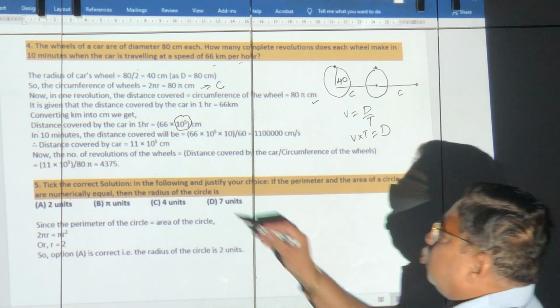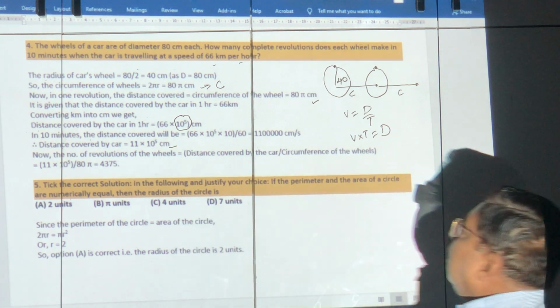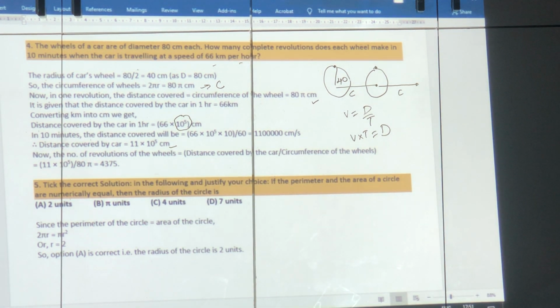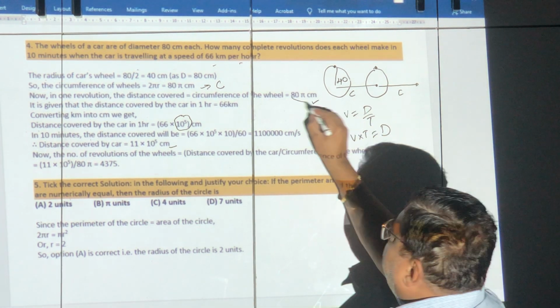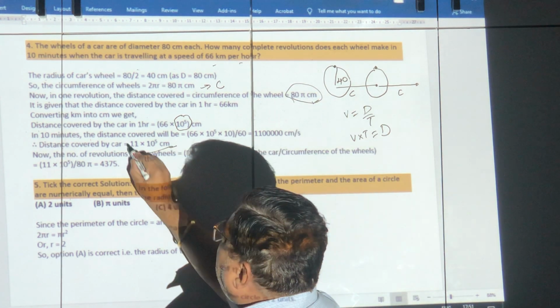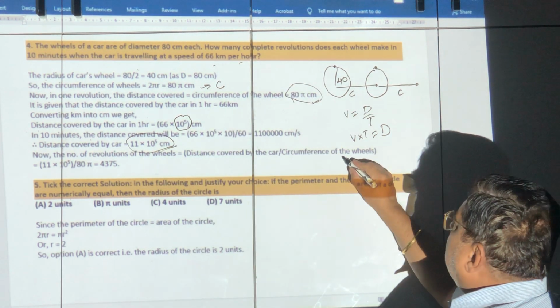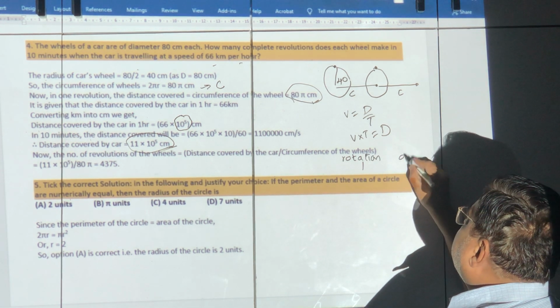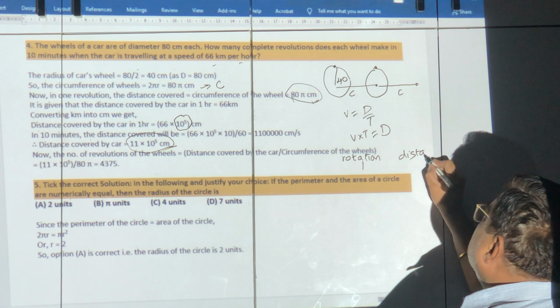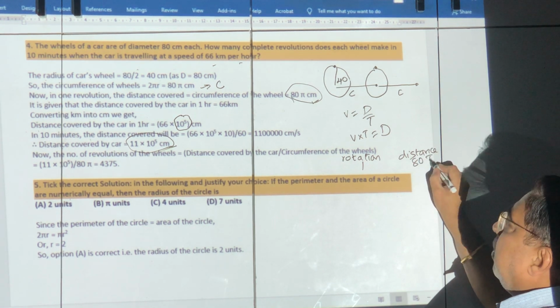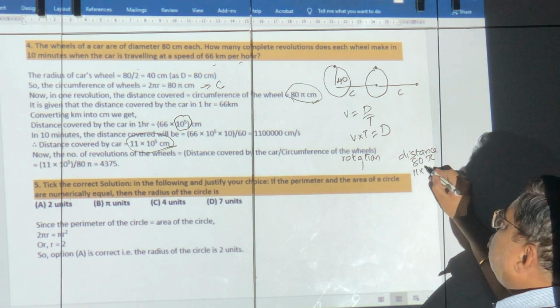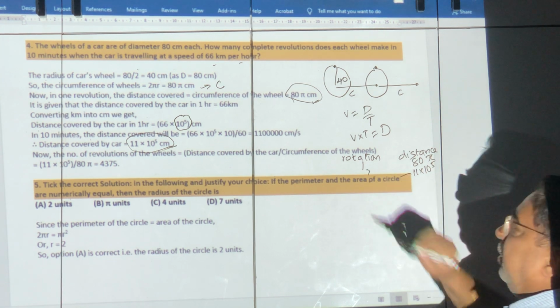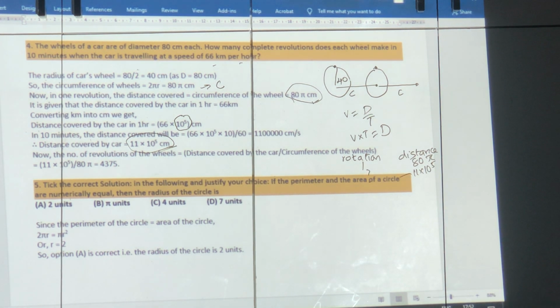So distance covered is so much. Okay. And that's how we are supposed to. One rotation I am using so much, so in how much time I am using this much. Okay. Distance covered is 80 pi. So 11 into 10 raised to 5, how many? That is how we find out. So 11 into 10 raised to 5 divided by 80 pi will give you 4375.